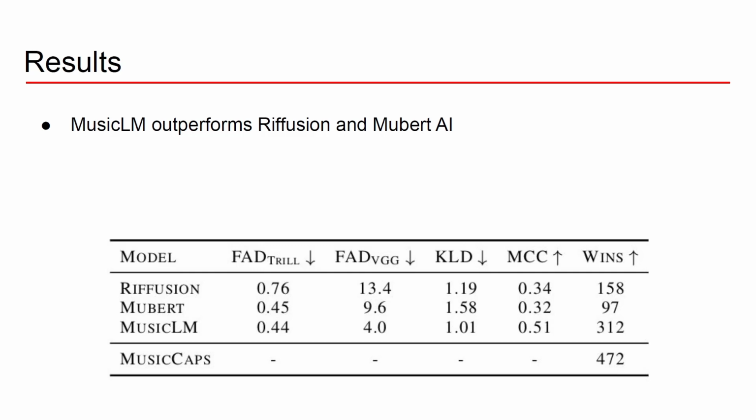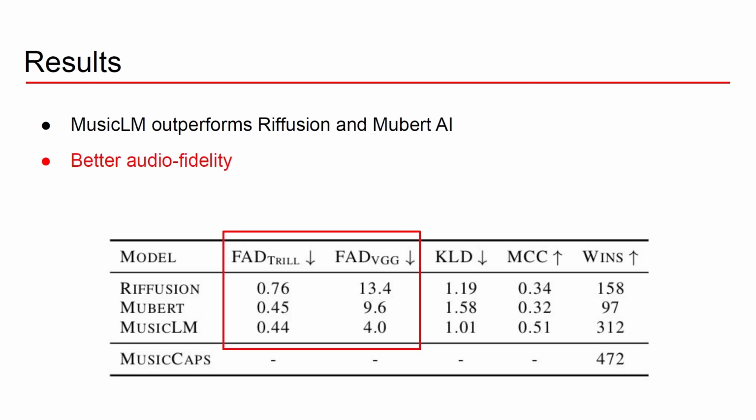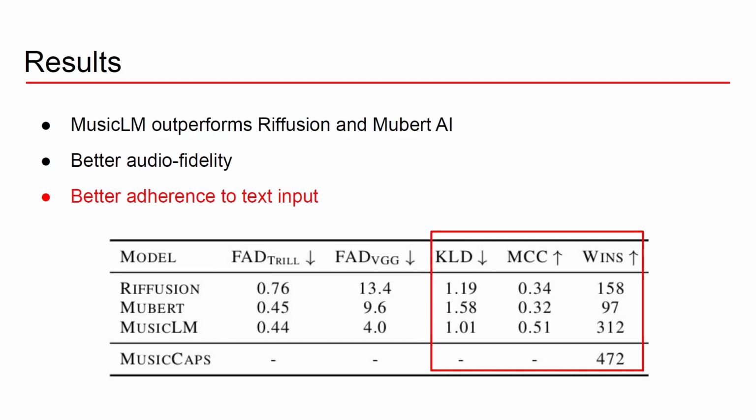The results of the evaluation are quite compelling. MusicLM outperforms baseline models like Riffusion and Mubert AI. It has better audio fidelity as measured with the Fréchet Audio Distance, and it seems to have better adherence to text input. They've measured this with both quantitative metrics like the KL divergence, but also with expert-based evaluation. So all in all, it seems that MusicLM outperforms baseline models. Does this mean that Google has solved music generation? Well, I think we are very far from that.